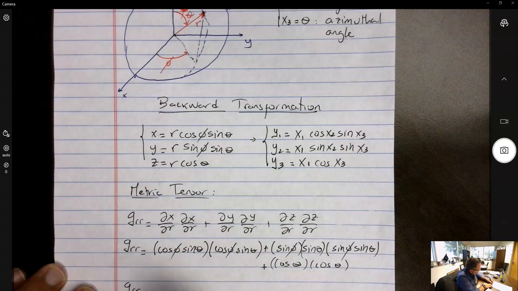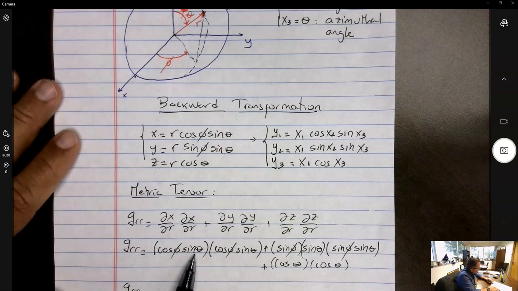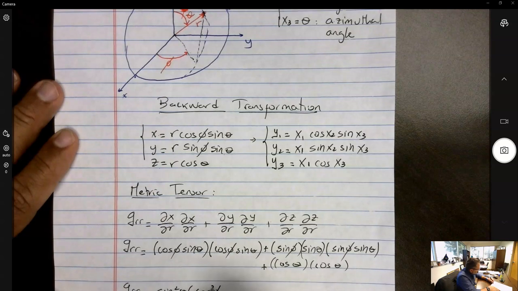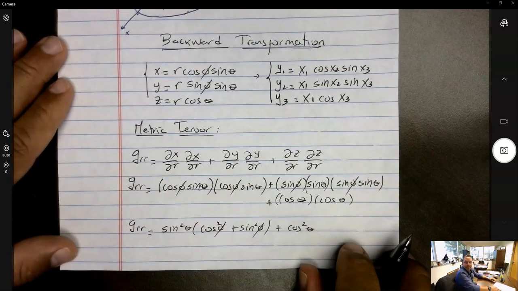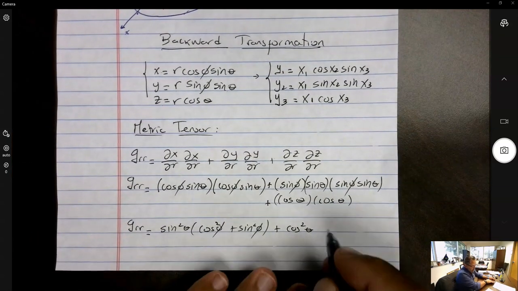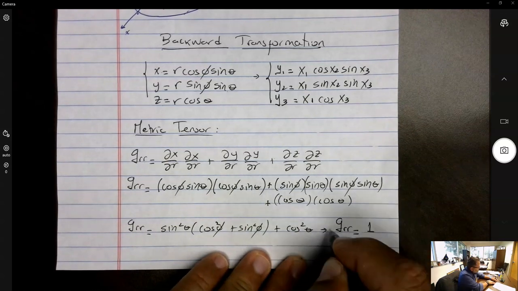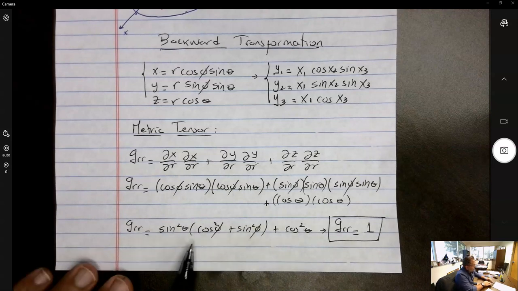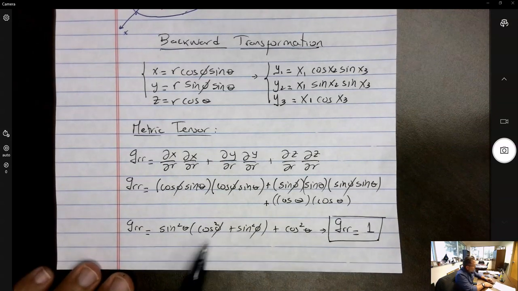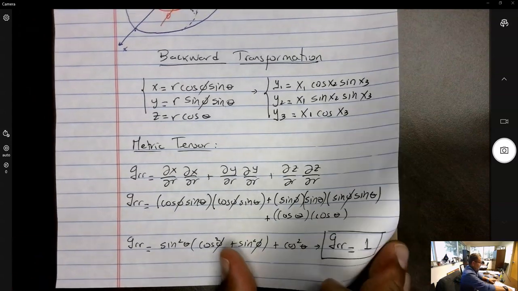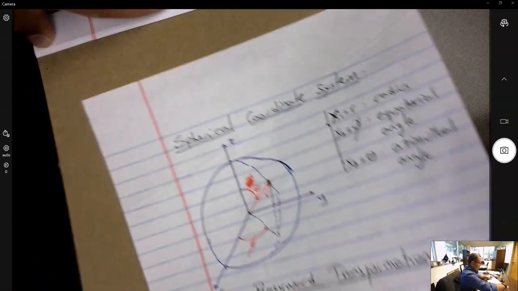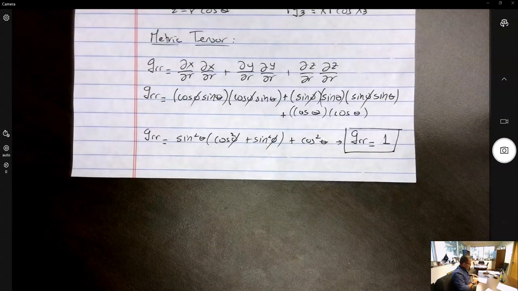So g_rr is equal to, I can take the sine square of theta as a common factor, multiplying the cosine square of phi and the sine square of phi, and then plus the cosine square of theta. I took the common factor, and I got that g_rr is equal to 1. Cosine square of phi plus sine square of phi is 1, and then sine square of theta plus cosine square of theta is also 1. So it all works out to give you 1. All right, so let's look at the next one.